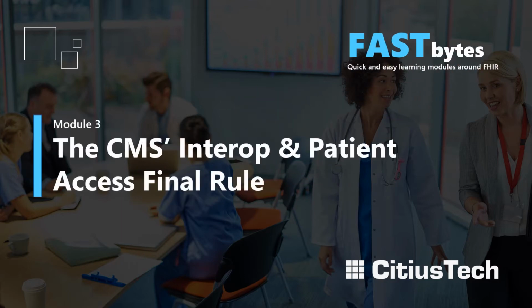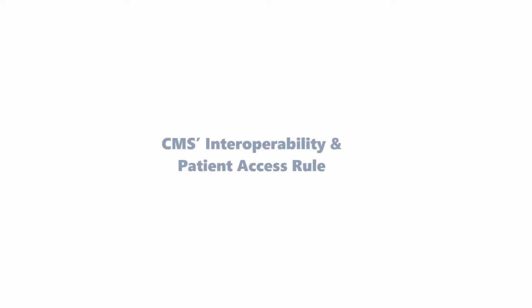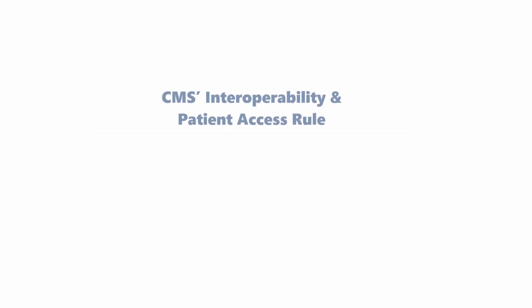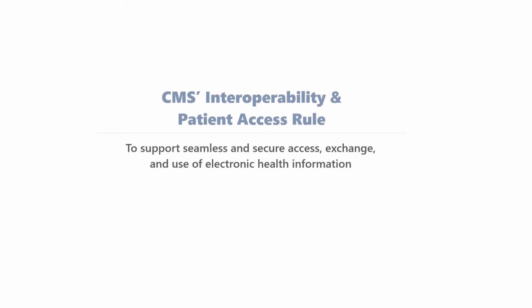In Module 3, we explore how FHIR is an enabler of the CMS interoperability and patient access final rule. The CMS interoperability and patient access rule has been announced by ONC to support seamless and secure access, exchange, and use of patient health information. It strives for greater interoperability and empowering patients to obtain and share their own health data easily and securely.